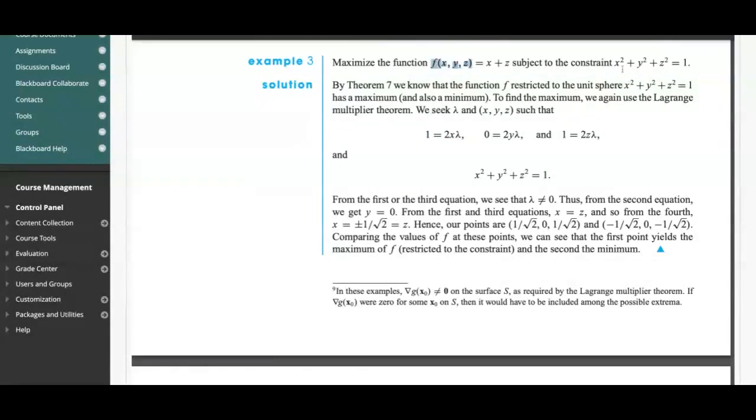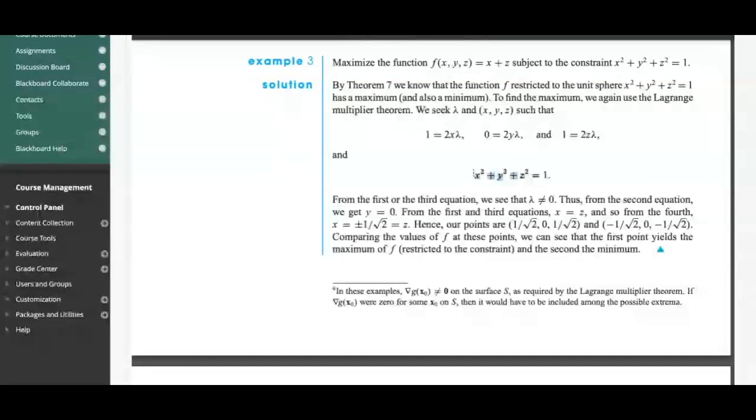Partial f, partial y is 0. Partial g, partial y, 2y. So we have 0 equals 2y lambda. Then partial f, partial z is 1. Partial g, partial z, 2z. So 1 equals 2z lambda. So I have 1, 2, 3, 4. 3 equations from a Lagrange multiplier method.